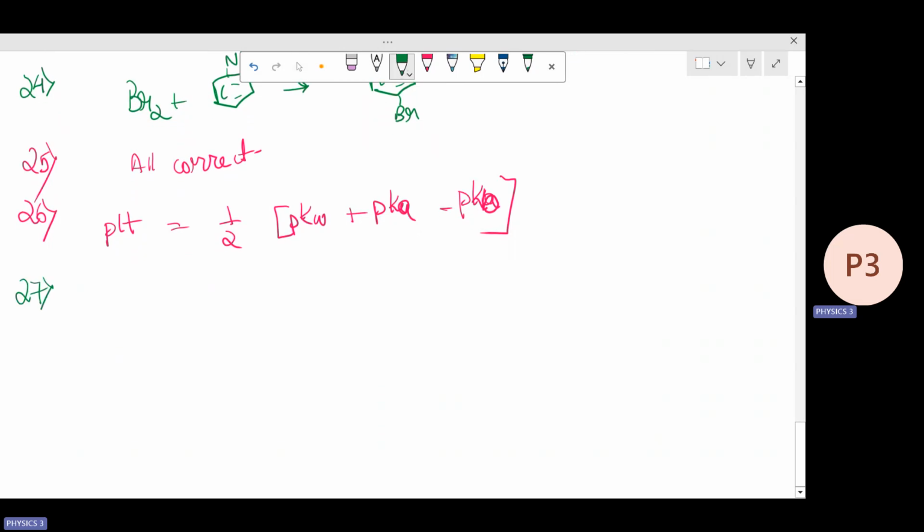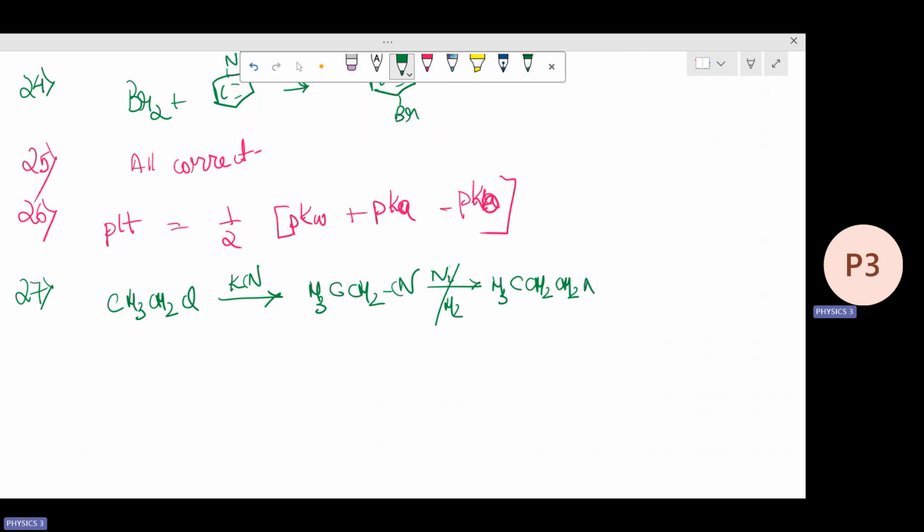Question number 27, if you go. If you have CH3CH2Cl and you react it with KCN, definitely CN will get replaced. So it will be CH3CH2CN. As soon as you give nickel and H2, what I will get is CH3CH2CH2NH2. This is going to be my final product.